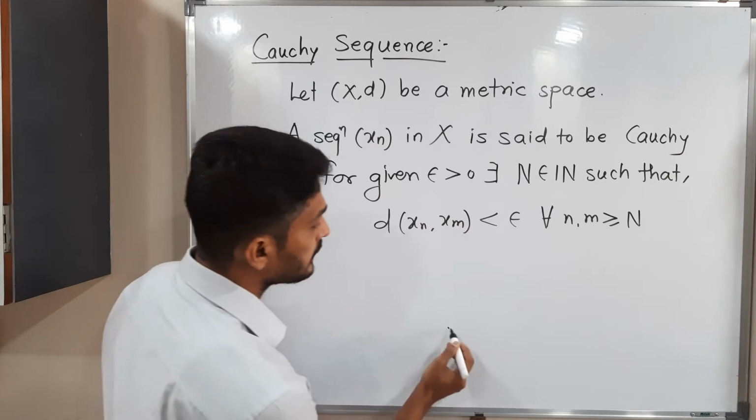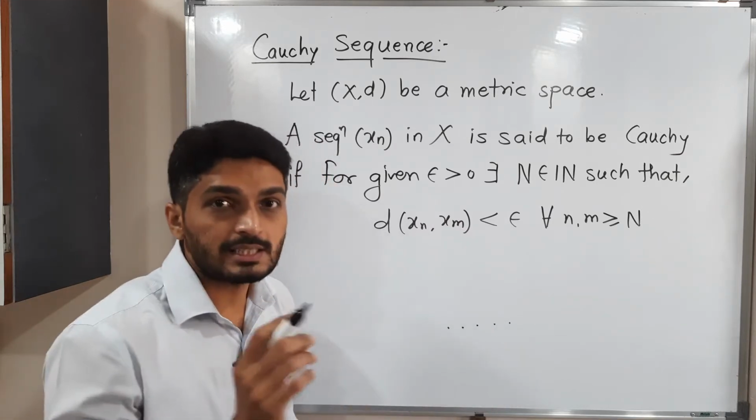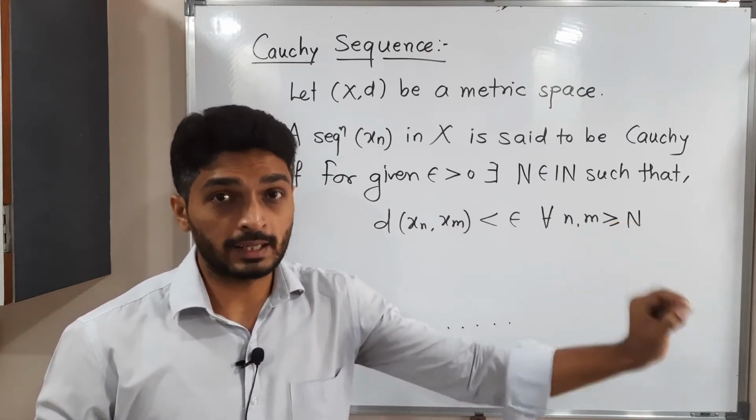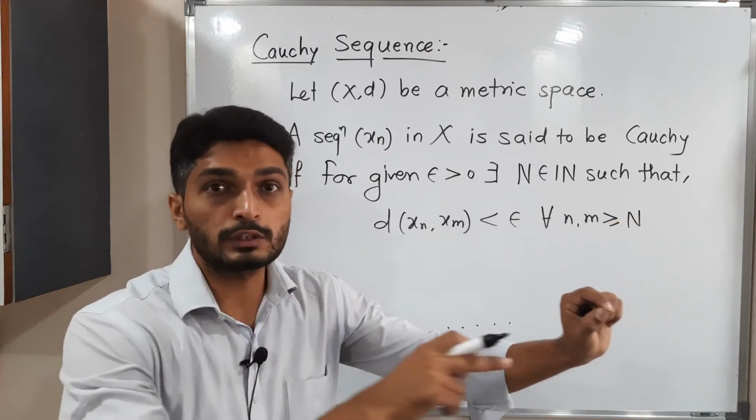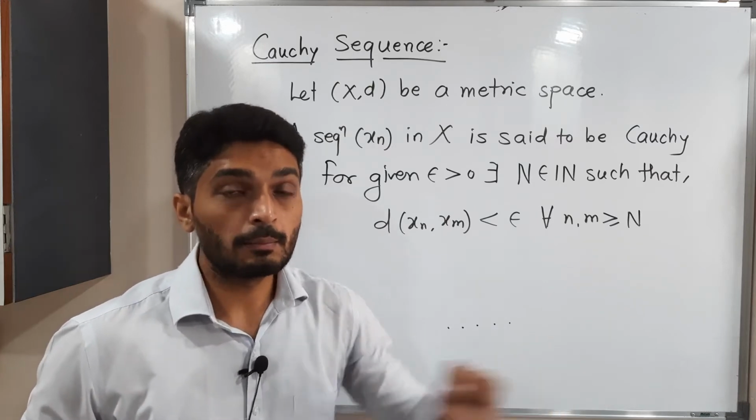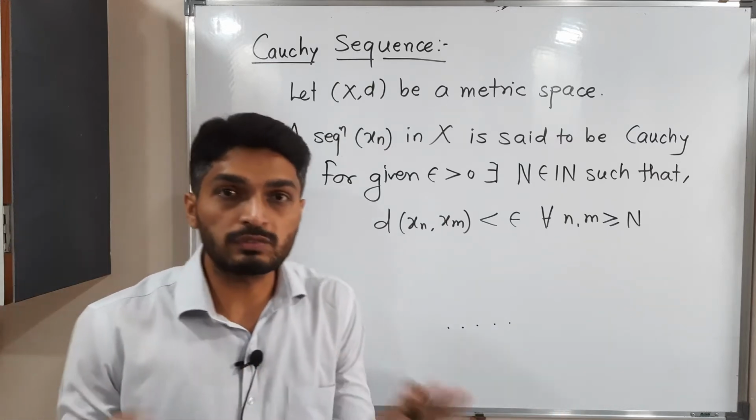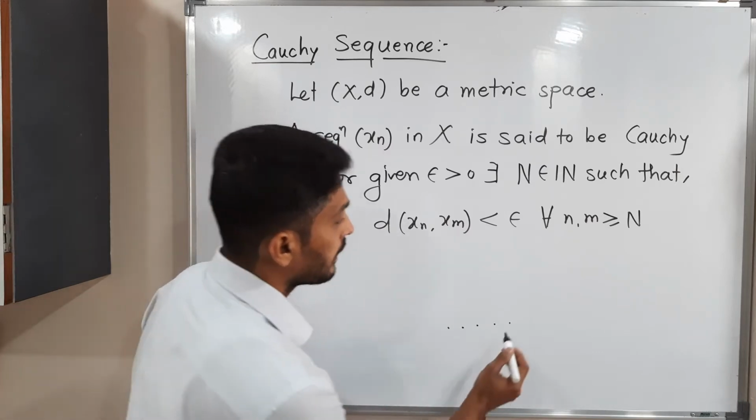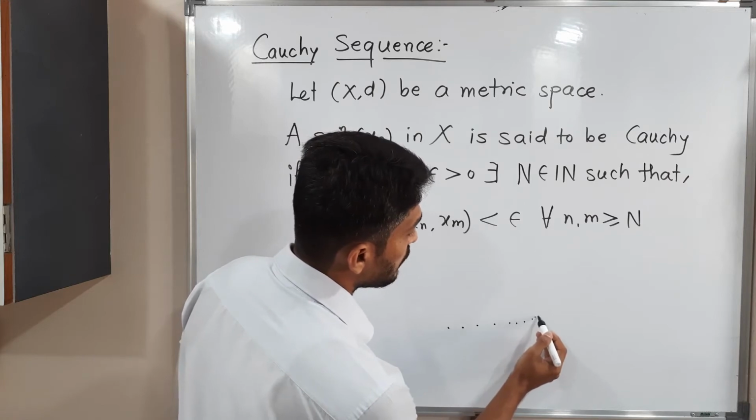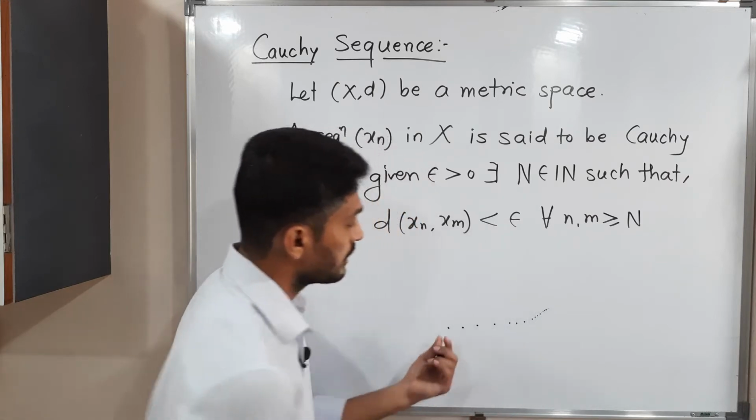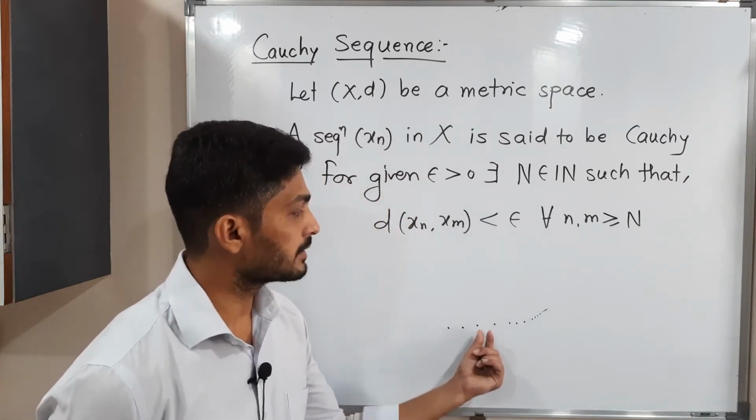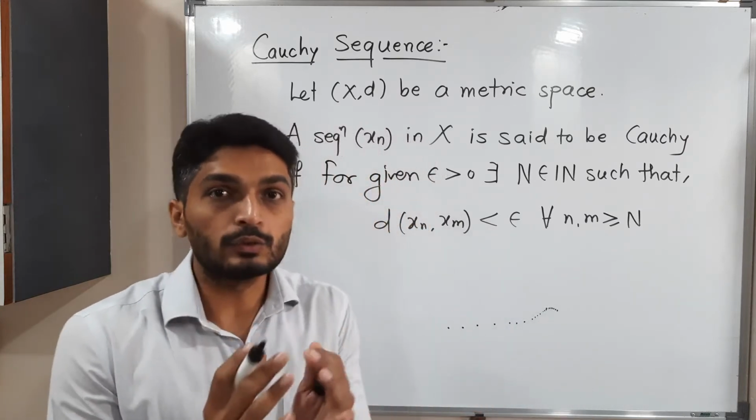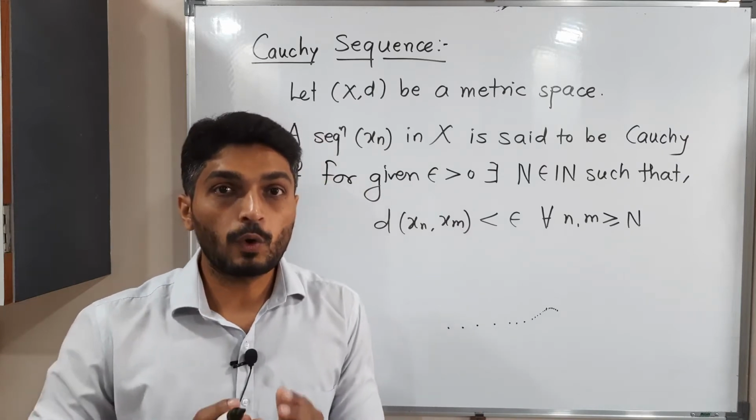In the case of a convergent sequence, we have a fixed target, and all terms of the sequence are moving towards that fixed target x. So we say the sequence is convergent and converges to x. But in the case of a Cauchy sequence, there is no fixed target. The points are not moving towards a fixed point. The concept is that the distance between two points is reducing. Here we have more distance, and the distance is reducing, and finally they will gather together. So this is the concept of a Cauchy sequence.